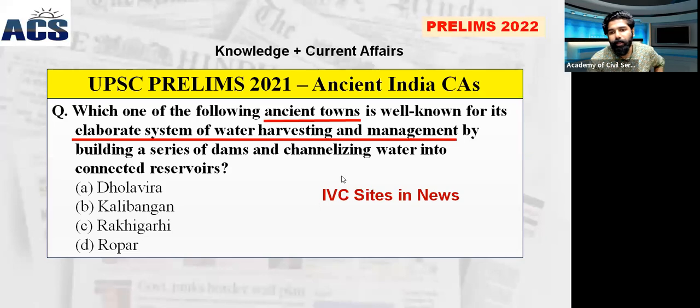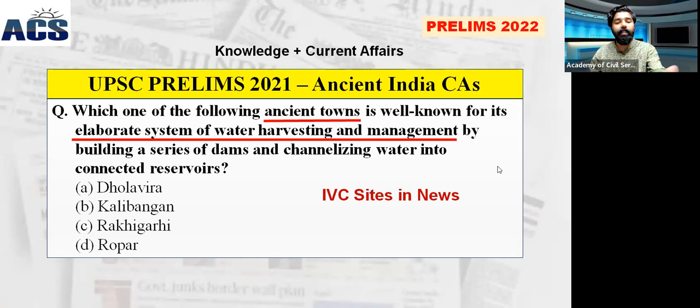Is the time up? I'm going to end the poll and show you the result. Majority voted for option A, Dholavira, 62%, and B, 16%, option C, 18%, option D, 4%. So if any IVC, Indus Valley Civilization, sites are discussed in the news, we can expect questions on those sites particularly, because we cannot remember all the IVC sites and facts with regard to IVC, but we can study the sites which were discussed in the news.